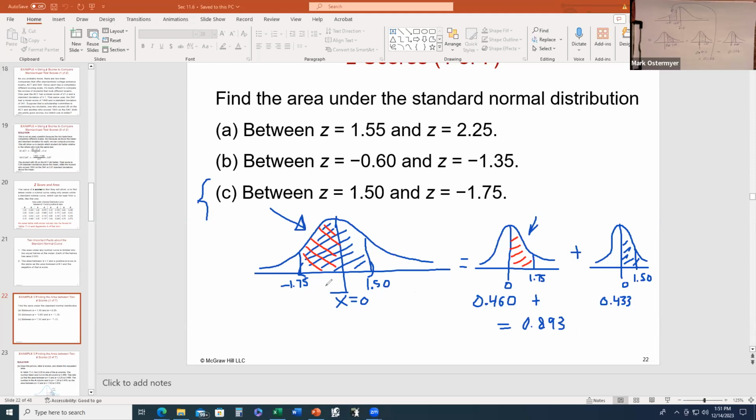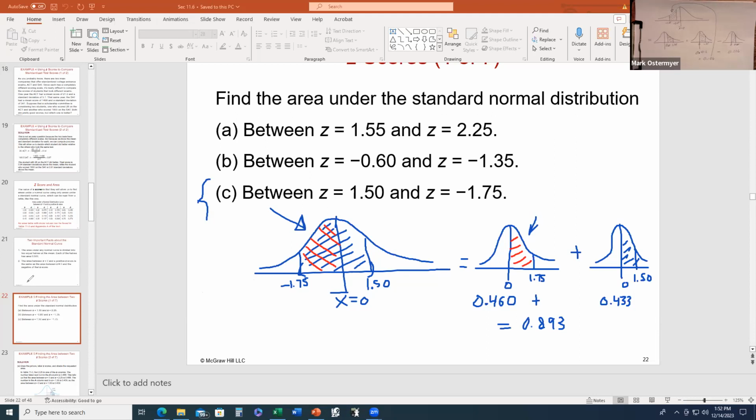In other words, we would expect about 89.3% of our data values to fall between 1.75 standard deviations below the mean to 1.5 standard deviations above the mean. And that's true for any normal distribution, not just for the standard normal distribution. Again, we would expect about 89.3% of all normally distributed data values to lie between 1.75 standard deviations below the mean to 1.5 standard deviations above the mean.